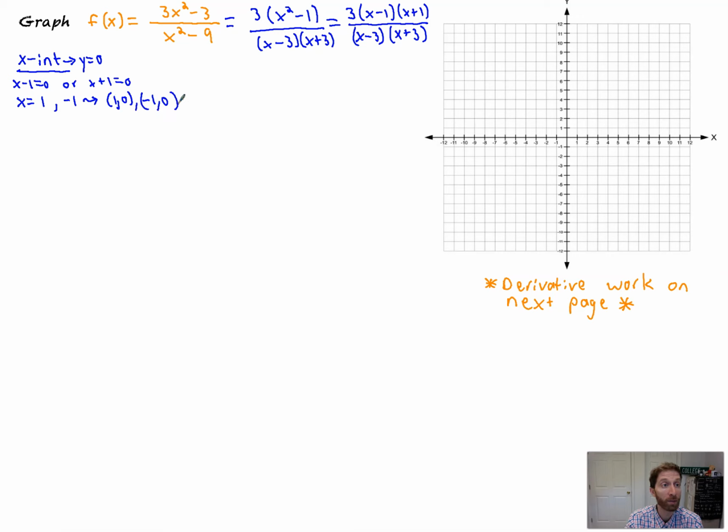Now don't wait to plot them. Go ahead and plot them right away. So I've got (1, 0), boom, (negative 1, 0). It feels like you're kind of graphing as you go. It feels like you're accomplishing things. It's nice.